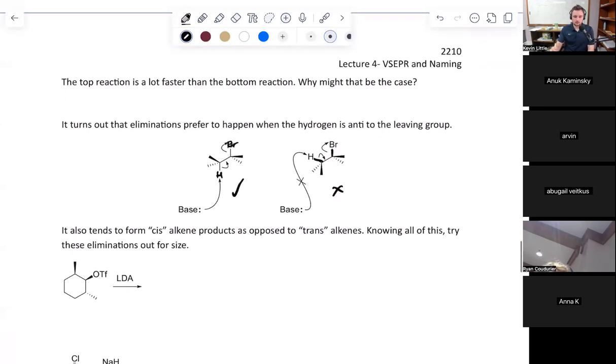Eliminations also tend to form, oh, this is backwards, sorry. They tend to form trans alkenes as opposed to cis alkenes. They tend to form these as opposed to these, just because the trans alkenes are a little bit more stable. There's less steric overlap.